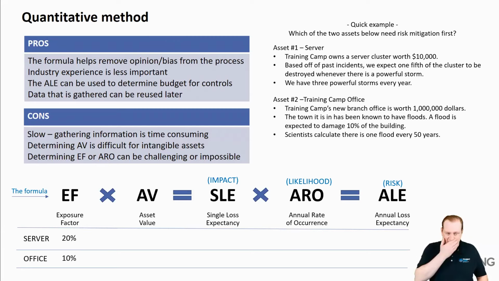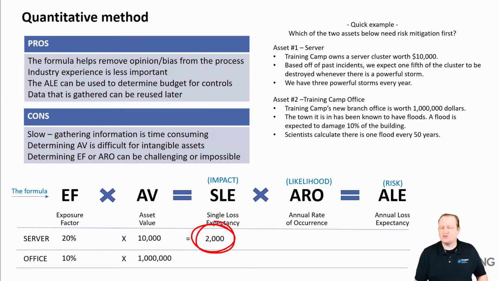Significantly less. Only 10% of the building is lost when there's a flood. We multiply these against our asset values, $10,000 and $1 million respectively, and we are able to calculate that our average single loss expectancy, whenever our servers are struck by lightning, is apparently like $2,000. Well, with the office, it's $100,000.